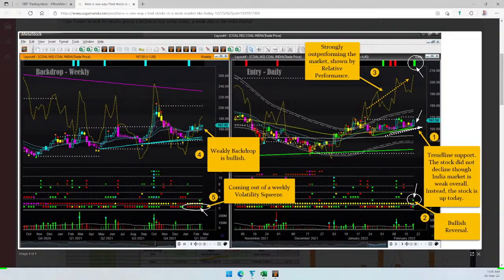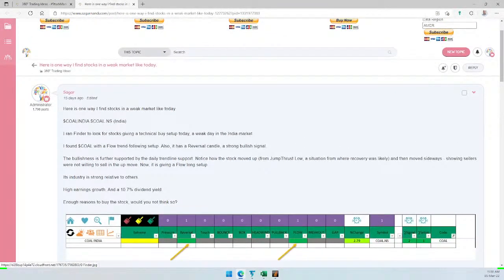Those were additional confirmations. The checklist requirements were weekly color cyan, daily color cyan, price in an uptrend with higher high, higher low. That's it. And bullish shape candle in daily. So we had a flow long trade set up 15 days ago. And I took the trade. Let's see how it did.